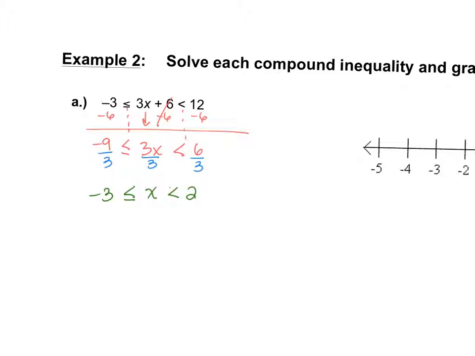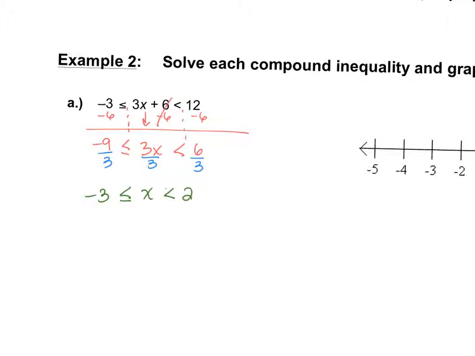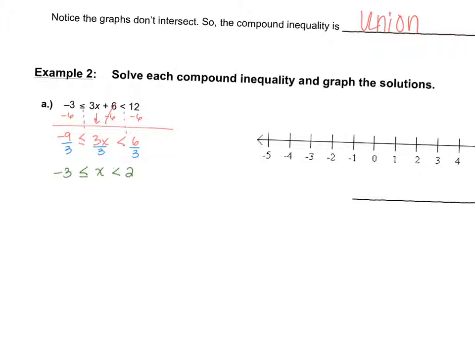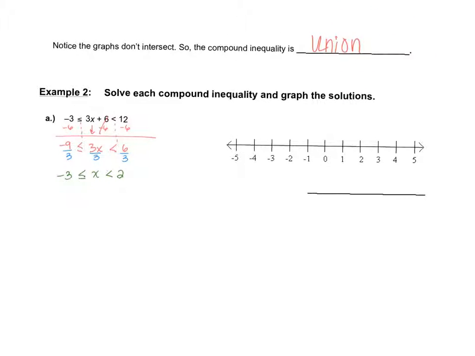And in order to graph this one, you are going to go to the number line. Begin with -3. It's a closed circle because it's or equal to. Then go to 2. It's an open circle. And because it's an and inequality, because it's in between, you're going to shade in between.